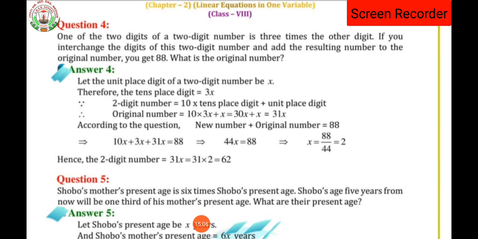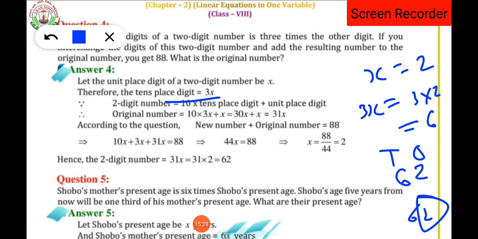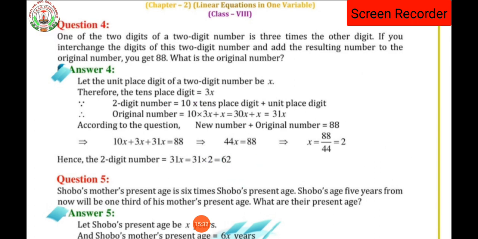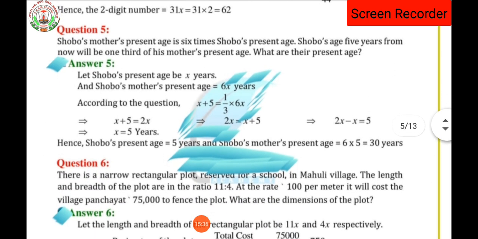Clear? Now the ones place value we got as 2. The tens place value is 3x, isn't it? So the tens place value we have is 3x. So 3 into 2 will be 6. So the ones place value is 2 and the tens place value is 6. So what is the number we have? That is 62. Clear everyone? Next question. Fifth.